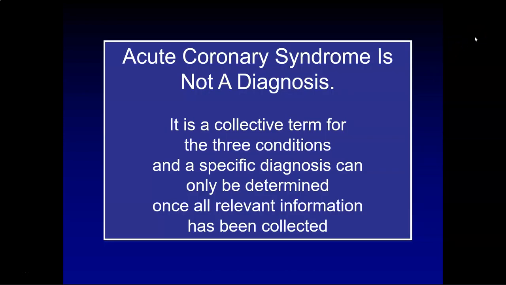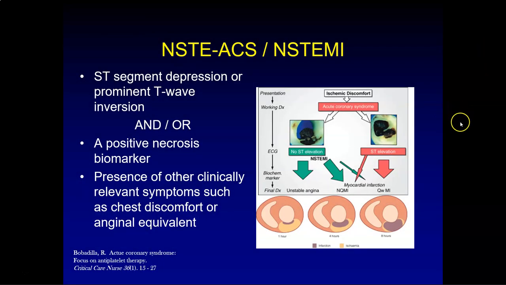ACS is not a diagnosis. That is 100% correct. NSTEMI is a diagnosis. MI is a diagnosis. STEMI, those are diagnoses. Acute coronary syndrome is just a category under which those all fall. Okay. So let's talk about STEMI, ACS, and NSTEMIs.